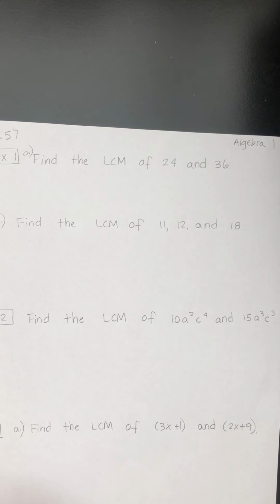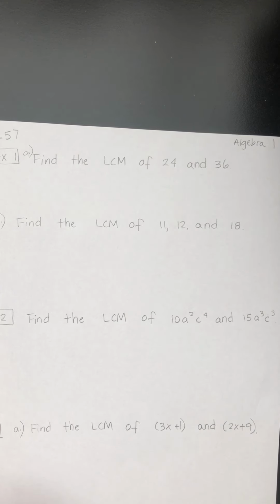So we have 3x plus 1 and we have 2x plus 9. Well, to factor 3x plus 1, this polynomial, what you need to do is first factor your coefficients, these numbers, 3 and 1. Do they have any of the same factors? No. Okay, so it looks like this cannot be factored. This is prime, 3x plus 1.